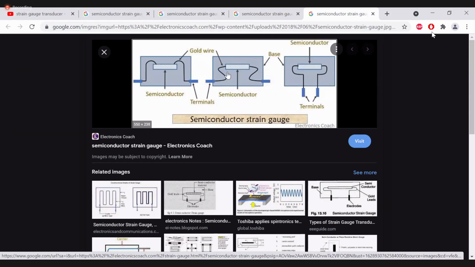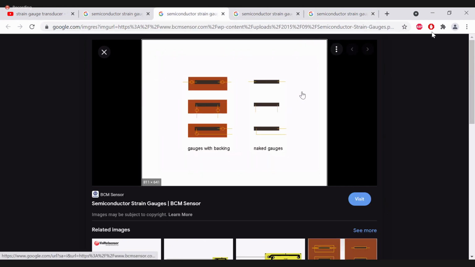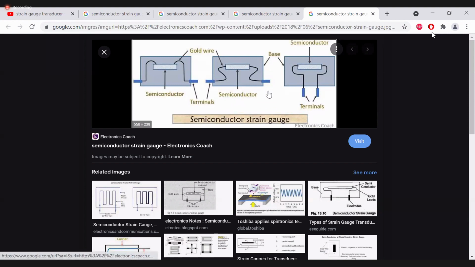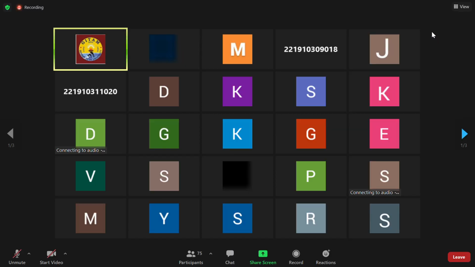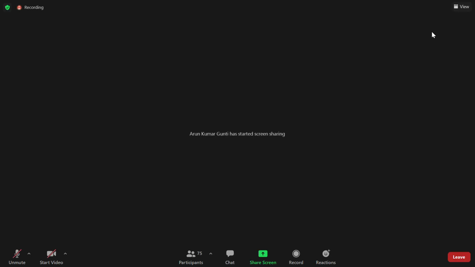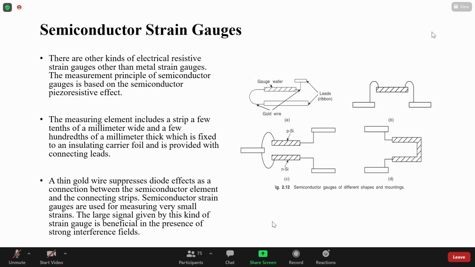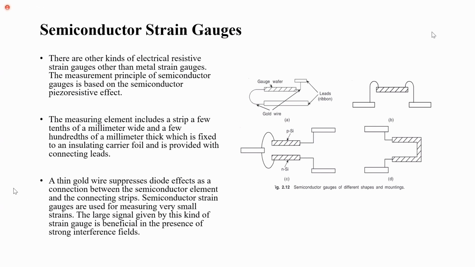So this figure shows sketches of a semiconductor strain gauge. The first figure and the last figure are similar. The only thing we have to remember in this semiconductor strain gauge is we have to use gold wire as leads. So this is about the semiconductor strain gauge.